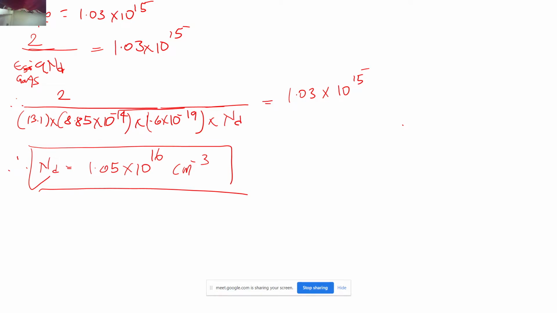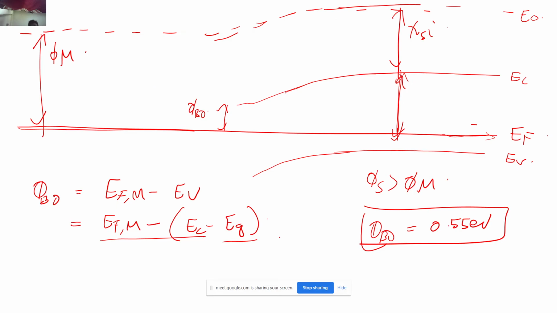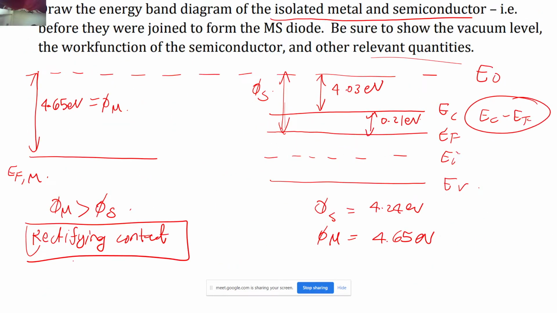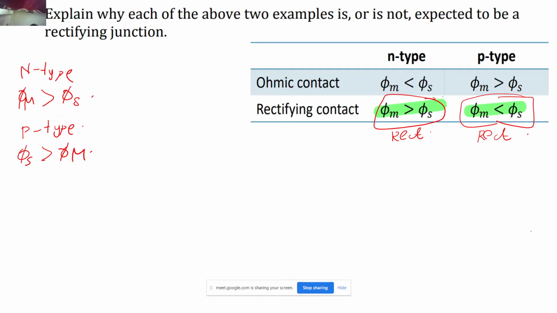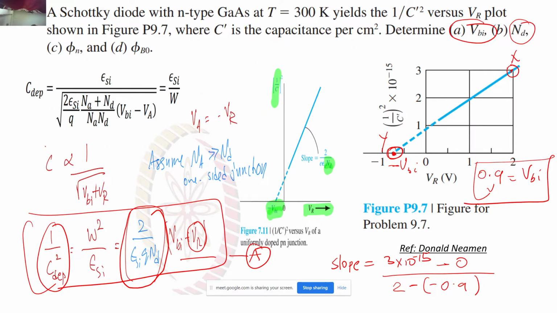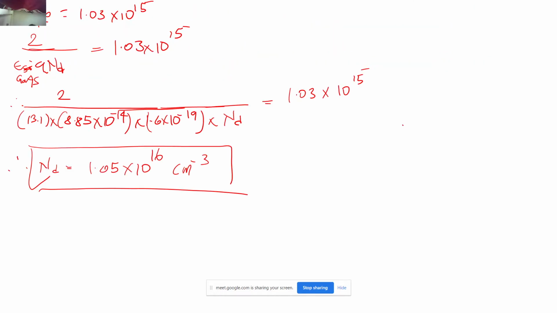And now in the next part, we have calculated ND, we have calculated VBI. Now they have asked us to calculate the phi n. So what is this phi n actually? This phi n is nothing but EC minus EF, and what is this value? It is KT by Q ln of NC by ND.